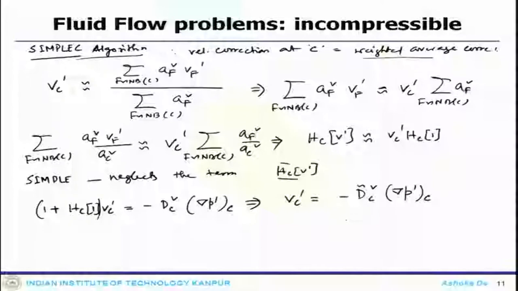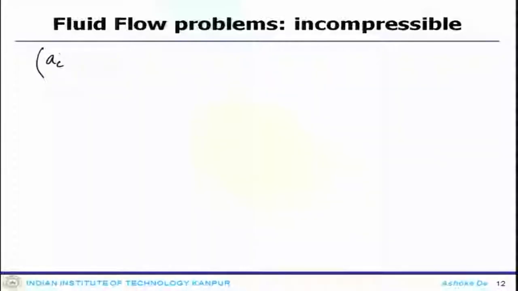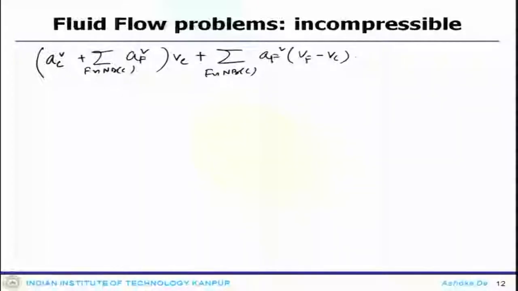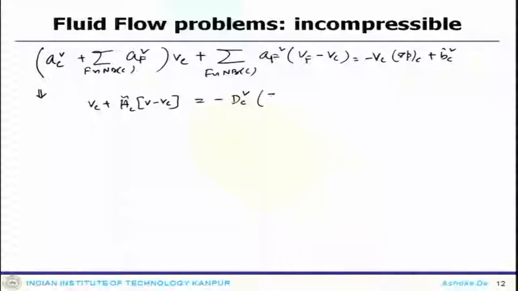The same result can be achieved by adding and subtracting the term of the summation over neighbors a_F V_C from the momentum equation. You use this in the momentum equation, and combining everything, it will lead to a_C^V plus summation of neighbors a_F V_C plus summation of neighbors a_F V_F minus V_C equals minus V_C delta P_C plus V_C, which in a compact form one can write as V_C plus H_C^V minus V_C equals minus D_C delta P_C plus V_C.